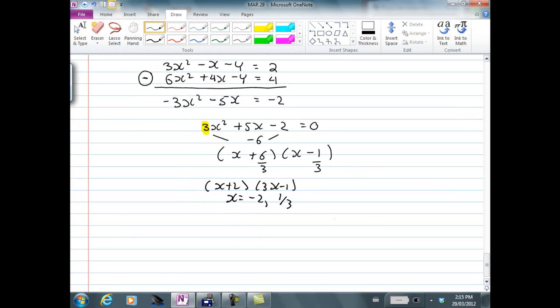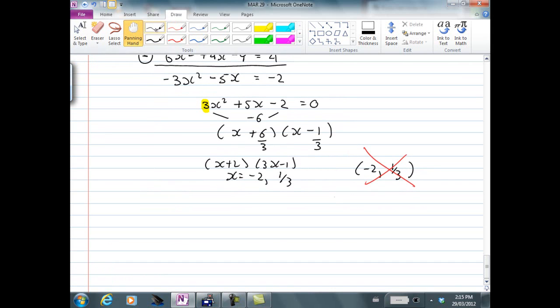That's my x value. I'm not that pleased. The worst thing that you can do is do this and say, so my answer is negative 2 and 1/3. This is wrong. That's not a coordinate. These are my x values. You got to go back and find y.